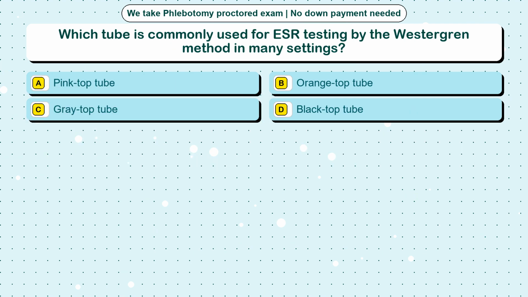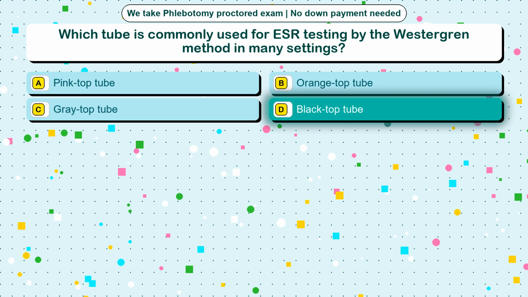Question 49. Which tube is commonly used for ESR testing by the Westergren method in many settings? Option A. Pink top tube. Option B. Orange top tube. Option C. Gray top tube. Option D. Black top tube. The correct answer is option D.